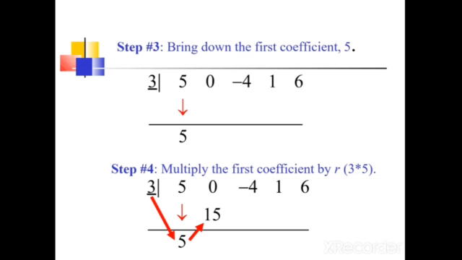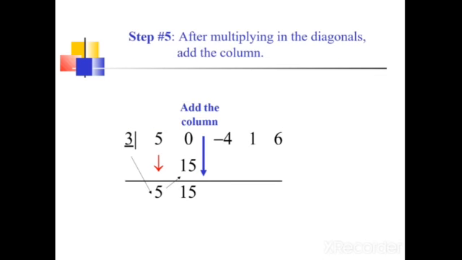That implies we multiply 5 by 3. We say this diagonal multiplication, and the answer is 15, and write 15 below the 0. Next, step 5 is after multiplying in the diagonals, add the column. Now we add the column, that is, doing addition of 0 plus 15, and the answer is 15.